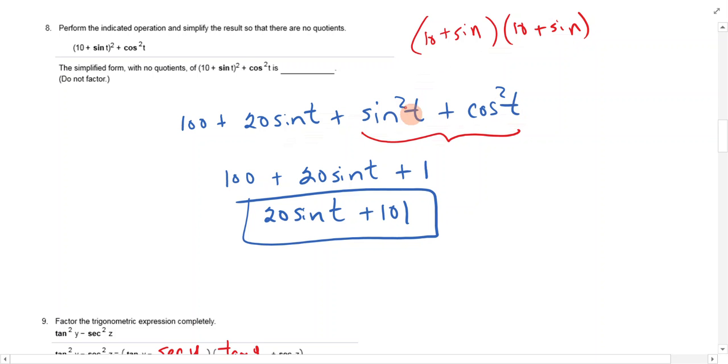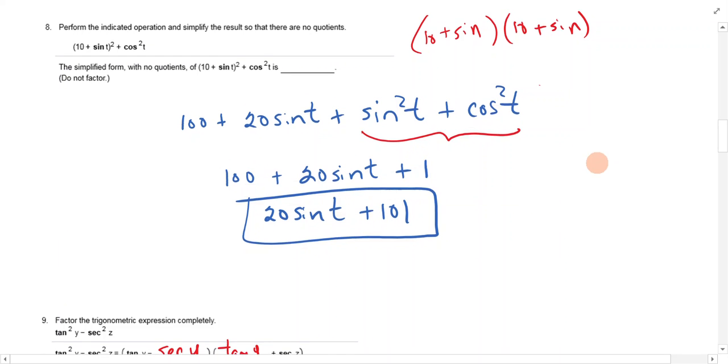So sine squared t plus cosine squared t is equal to 1. So now I have 100 plus 20 sine t plus 1. Then I can combine the 100 and the 1. So I have 20 sine t plus 101.